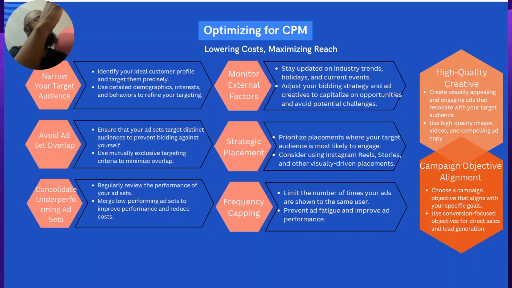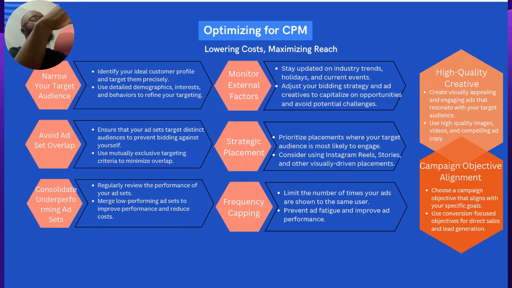Now, the fourth one is to monitor external factors. There are times, like festive periods, holiday periods, and Black Friday, where you need to take advantage of the trend. So you need to stay updated on the trends and current events to adjust your bidding strategy and create ad creatives to capitalize on these opportunities, to avoid missing out, maximize your reach, and eventually lower your cost.